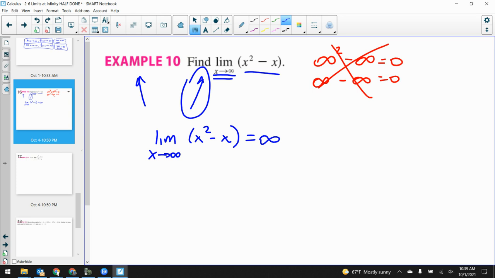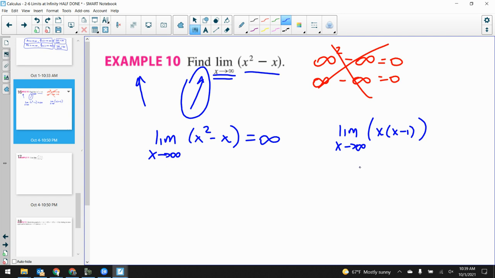Okay? So it's equal to infinity. To evaluate this algebraically, you would look at it like this. Instead of subtraction, you'd look at it as, okay, the limit as x goes to infinity of, let's factor out an x. And now you can directly substitute.